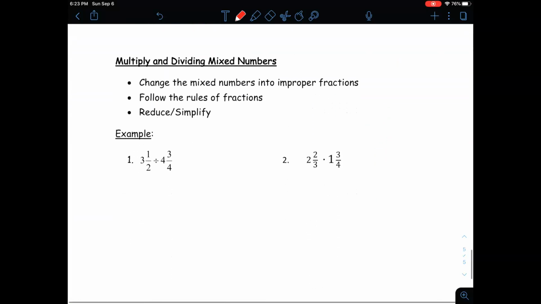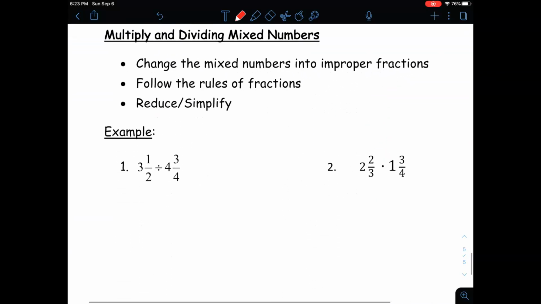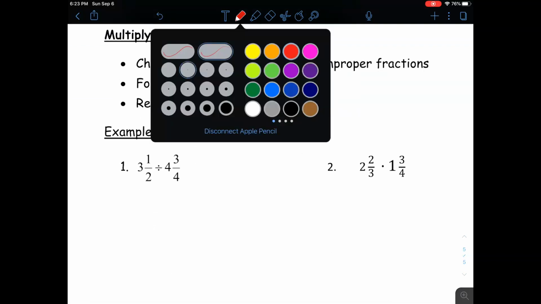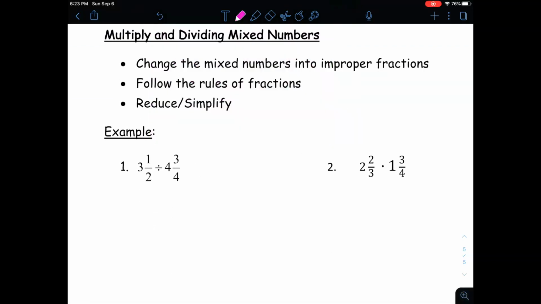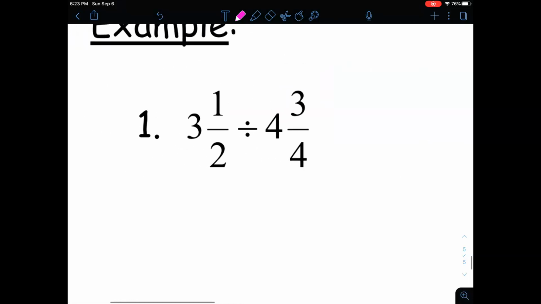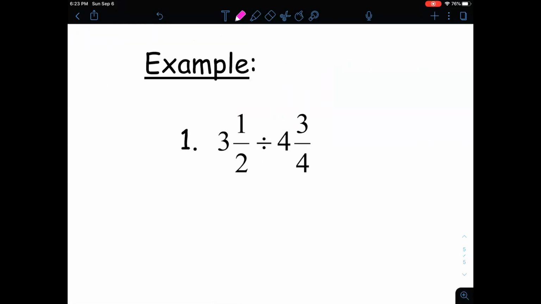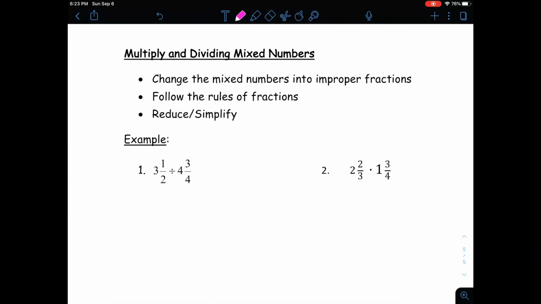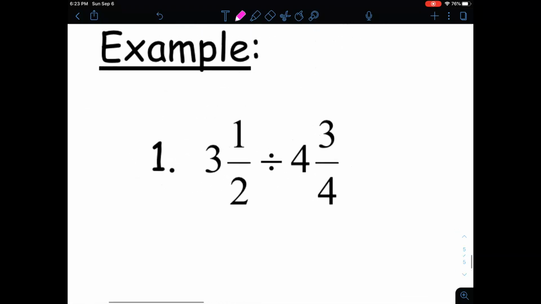Now we're going to get into multiplying and dividing mixed numbers. It's the same thing, change them to improper fractions, and then we're going to do what we did before. So let's get into it. Let's do it. All right. So convert these to improper. Actually, why don't you guys try these on your own? Pause the video, see if you can give these a try, and then I'll go over them really briefly, really quickly. All right, let's get into it.